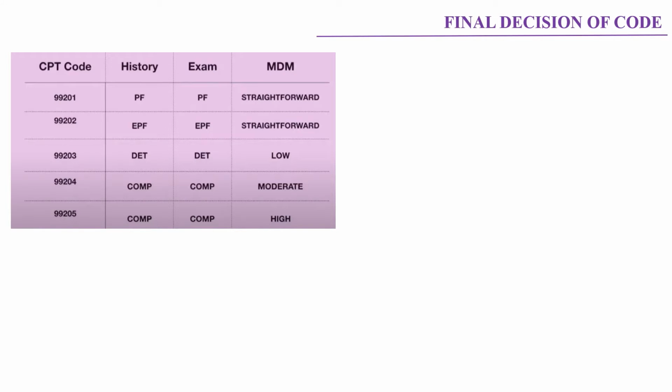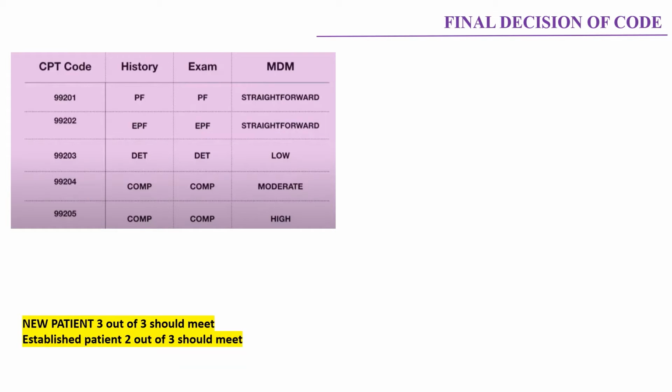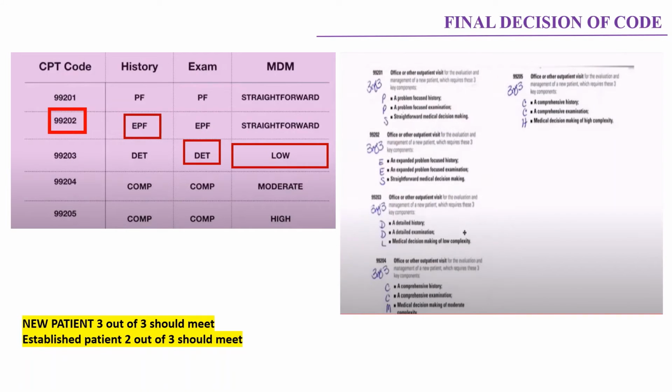How to decide on a final code based on 3 key elements. Let's assume we are leveling for a new patient visit. E&M guidelines say that for a new patient, 3 out of 3 key elements should meet to get to a code. Otherwise pick the lower level code. For an established patient, 2 out of 3 key elements should meet to arrive at a code. In this scenario, for a new patient, if history is EPF and exam is detailed and MDM is low, what will be the new patient E&M code? For a new patient 3 out of 3 key elements should meet, else the lowest key component drives the code. Okay. So the code here is 99202. This is a picture of CPT new patient E&M codes.